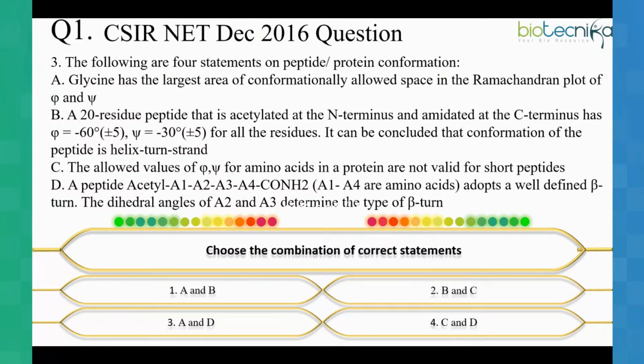This says that the following are four statements on peptide conformation, and you have to say the combination of the correct statements. Okay, the first one says glycine has largest area of conformationally allowed space in the Ramachandran plot.